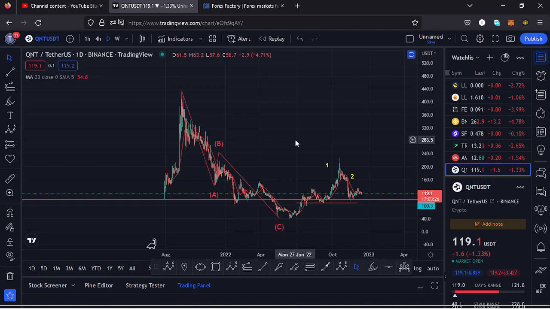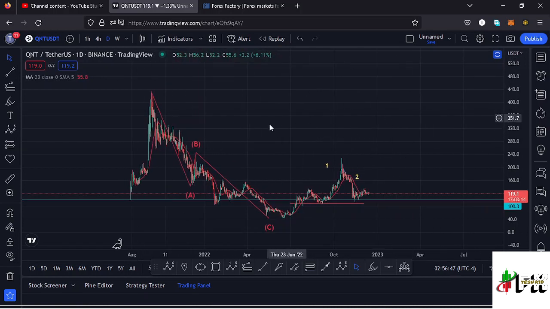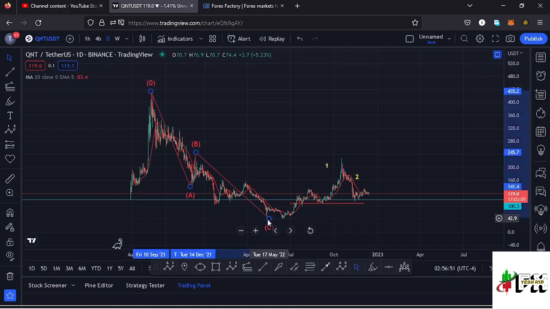Update on Quant, whose current price stands at the $119.1 mark, and here on TradingView the market is down by 1.33%. And in this video I want to give you the short-term and the long-term scenarios that I'm expecting to play out, basing my analysis on the Elliot structures, the Fibonacci's, and also the key areas of support and resistances.